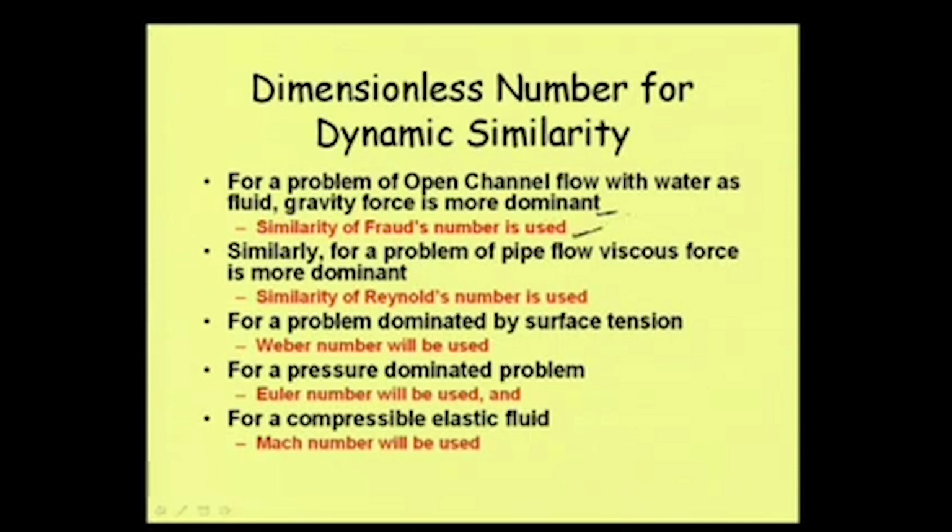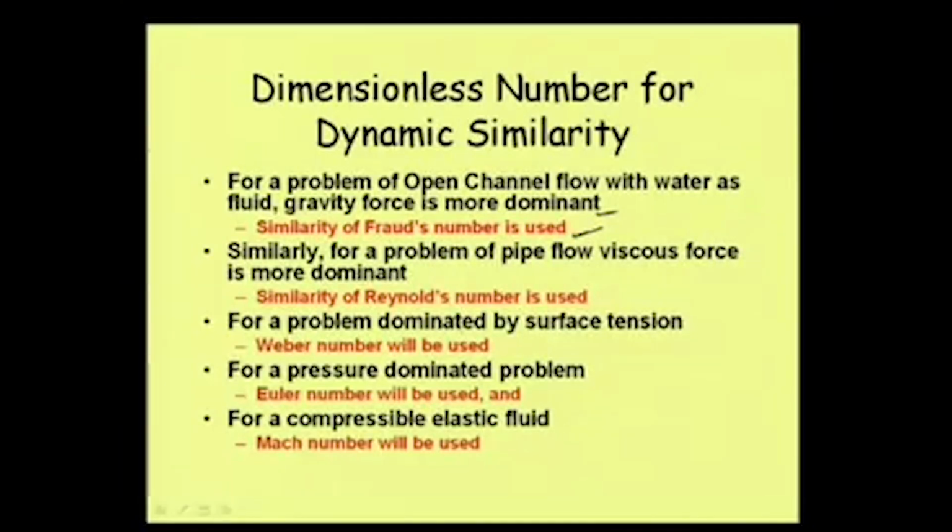Fine. Similarly, for a problem of pipe flow, as the flow is under pressure, water is flowing under pressure, so gravity force is not that significant, rather viscous force is significant. So if we try to make a model of pipe flow, which similarity will we try to maintain? It is not the gravity, that means it is not the Froude number, rather we will try to maintain similarity of Reynolds number, which represents the ratio of inertia force to viscous force.